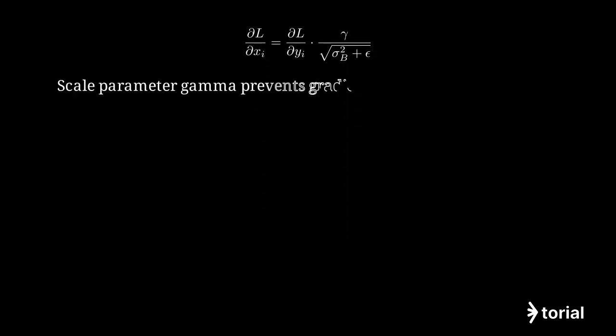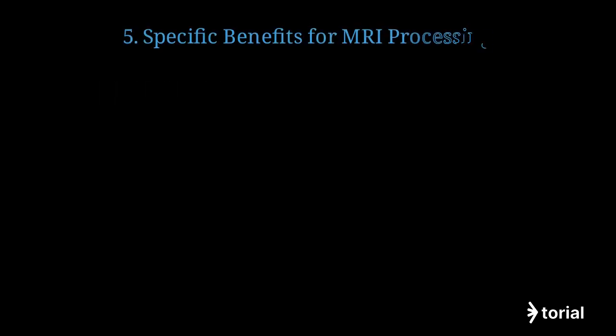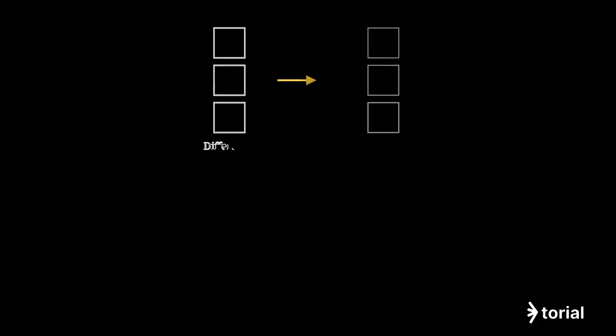The learnable scale parameter gamma provides a direct path for gradients, preventing them from vanishing in deeper layers. For MRI scans specifically, batch normalization provides crucial advantages. MRI scans from different patients or scanners have vastly different intensity ranges. Batch normalization standardizes these to a consistent scale.